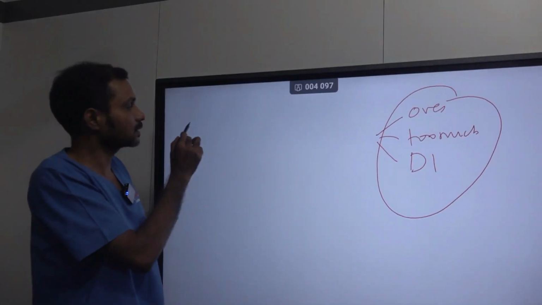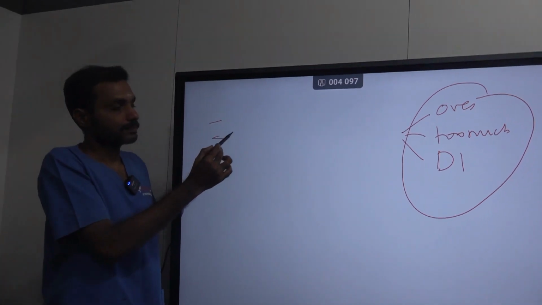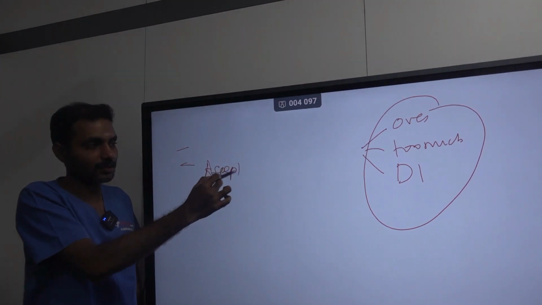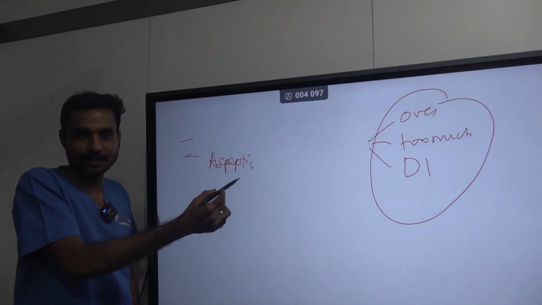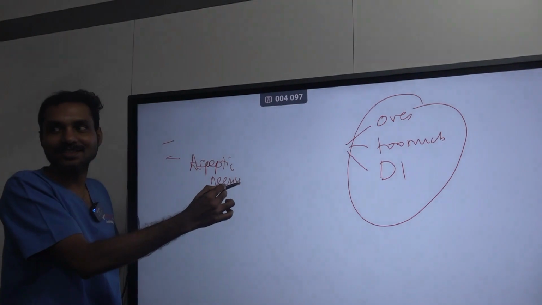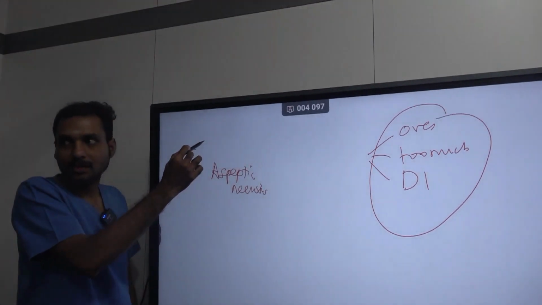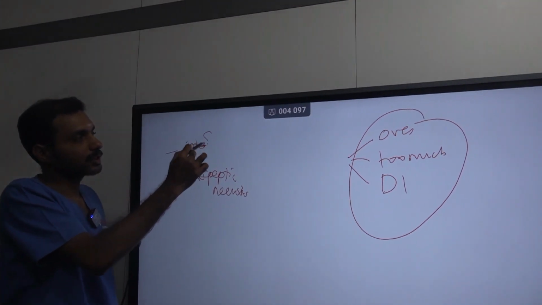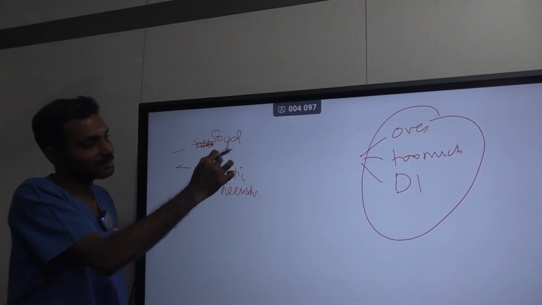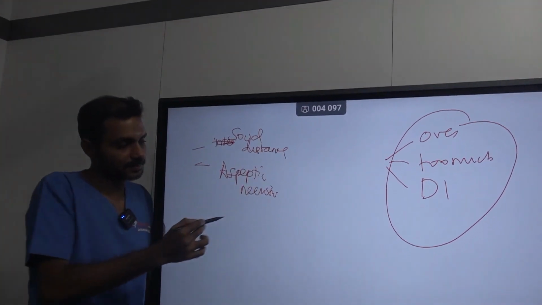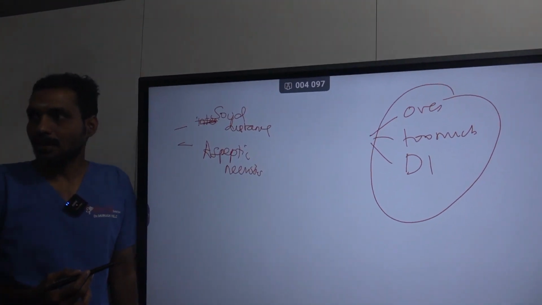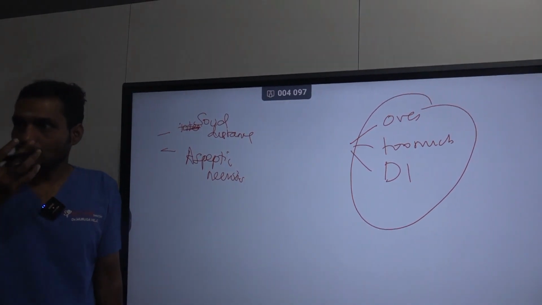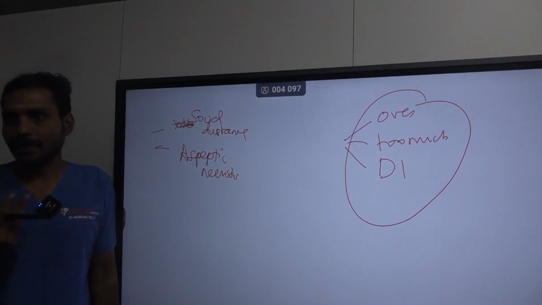What are the types we discussed? One is aseptic necrosis. We remember that because it is the last one we discussed. What is the previous one? Inter-implant distance. So don't focus on the distance. Think about how the bone is going to get the blood supply.